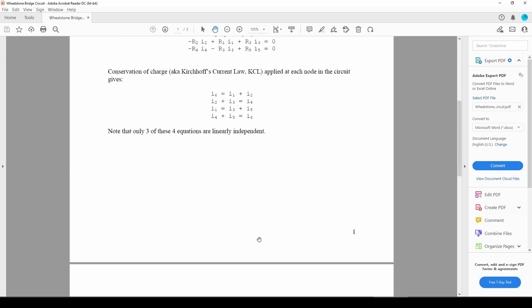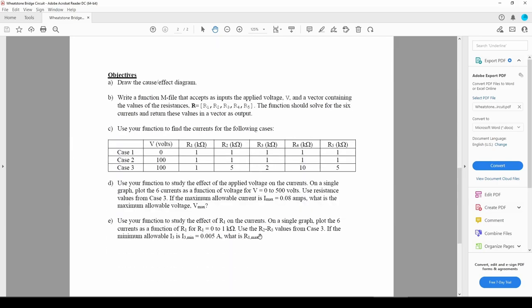The objective of this problem is to solve the system of equations to find the unknown currents. We'll do so within the MATLAB function we create. We'll embed that function at the bottom of a driver script which performs various case studies on the Wheatstone bridge using the function. We'll also use the driver script to perform 2 parameter studies. In part D, we see how the currents within the Wheatstone bridge are affected when we change the applied voltage. In part E, we see how the currents change if we change R1.